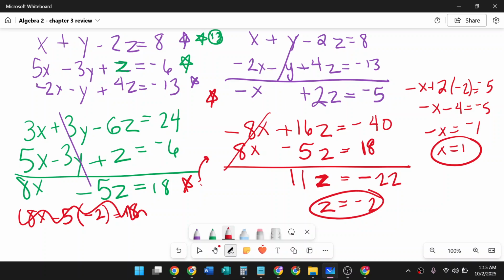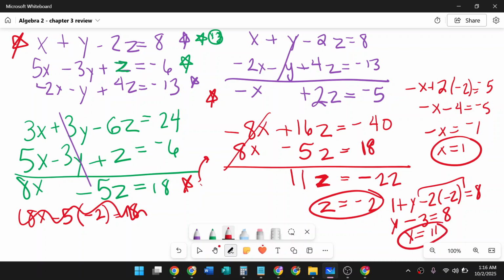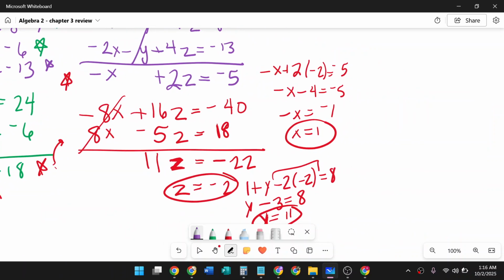And then you can plug that back into something. I'm going to pick this easiest one up here. So 1 plus y minus 2 equals 8. Y, this is minus 4 plus 1 is minus 3. And then y equals 11. That's my answer. And I can take my answer, I can write it in the form that looks like this.